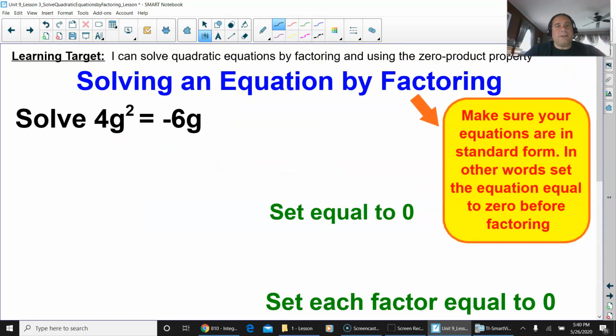So anytime you're solving an equation by factoring, just make sure your equations are in standard form, right? In other words, you have to set that equation equal to 0 before you start factoring, right? And this one right here is not equal to 0. So what has to happen is basically this -6g has to go over to the left side of the equal sign. And then you could set it equal to 0 because the right side would have nothing. So how would you get this -6g over to the left side?